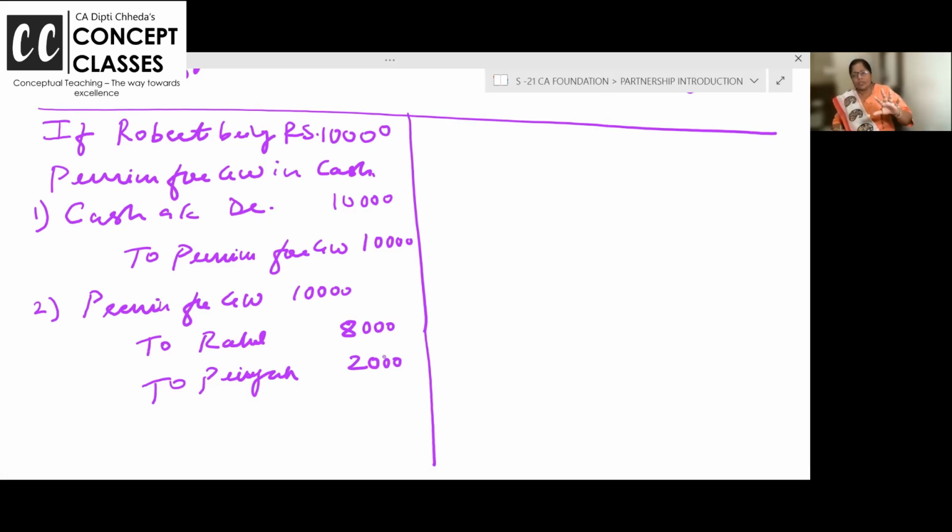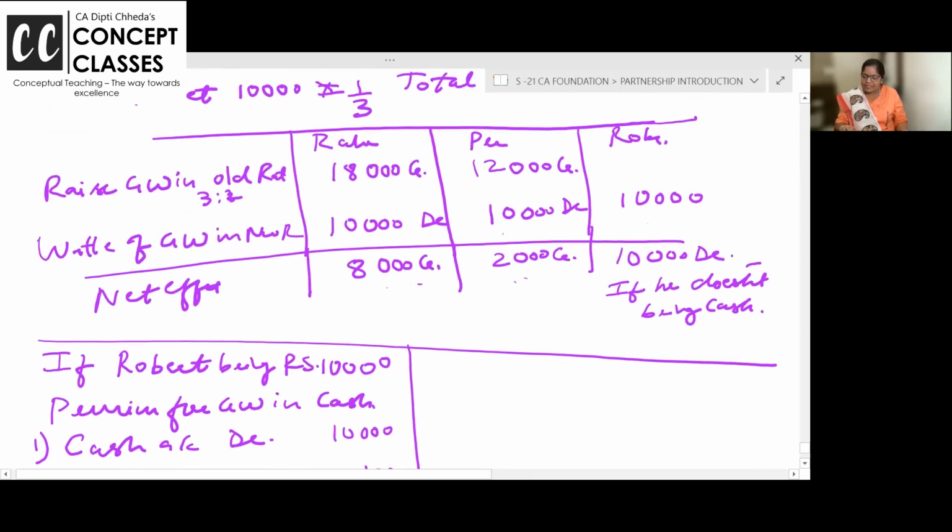He's saying don't disturb my capital. I'll bring capital 50,000 and 10,000 premium for goodwill. So until now, whatever is the goodwill, I will give my share in sacrificing ratio. This is automatically in sacrificing ratio. Look, raise the goodwill in old ratio 3:2. Write off in new ratio 1:1. So automatically sacrificing. But where is gaining and sacrificing ratio? We didn't calculate the LCA. I'll teach you gaining and sacrificing ratio, but I prefer this method.